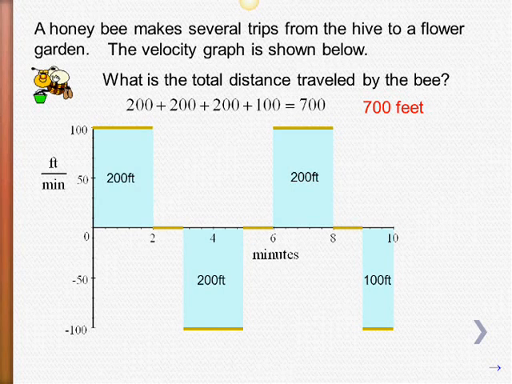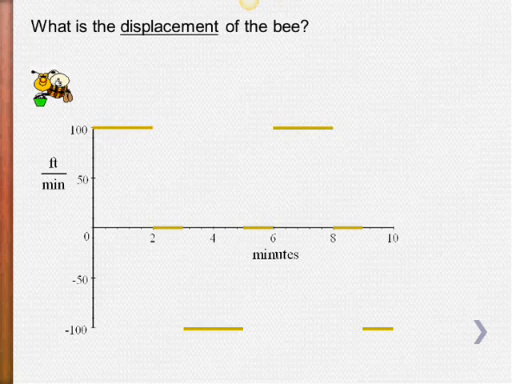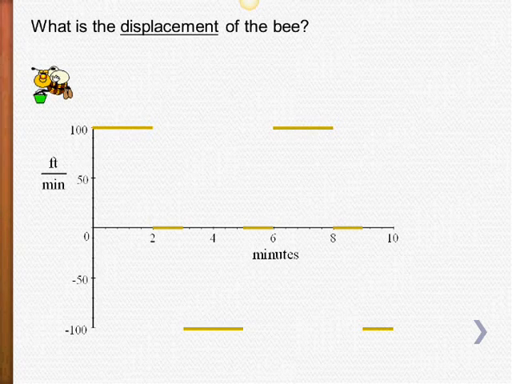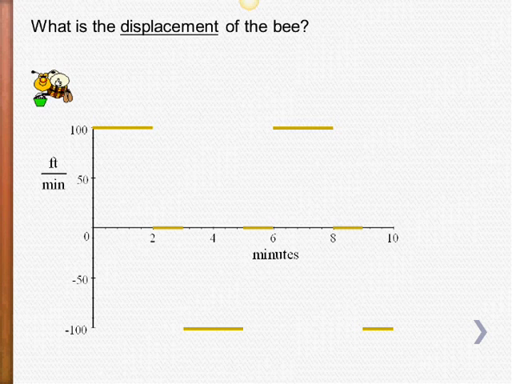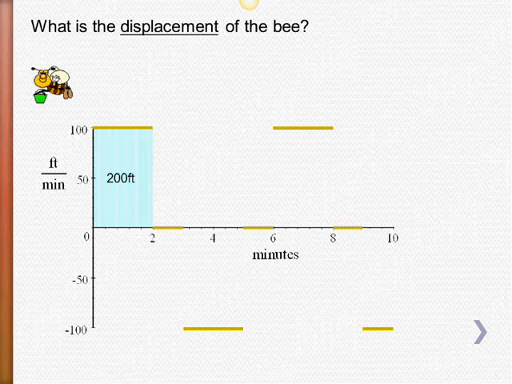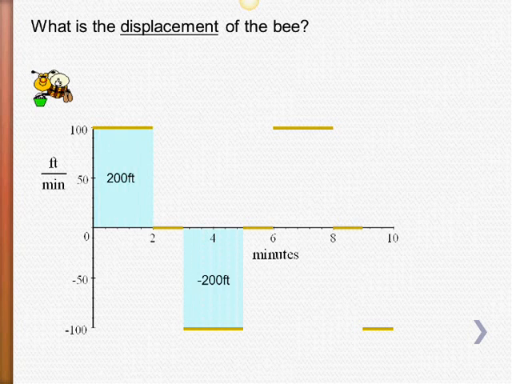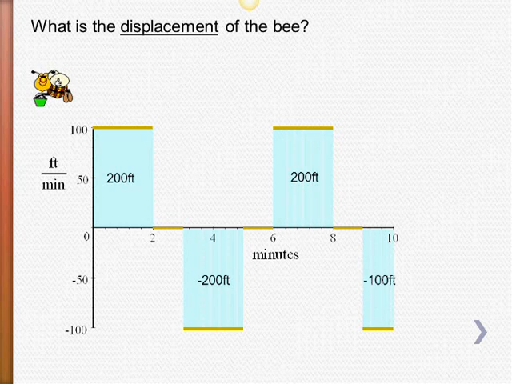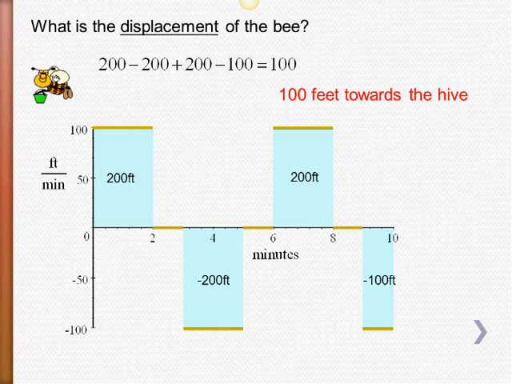when we take into account his trips back and forth from the hive. But what if we asked to find the displacement of the bee, or where the bee actually was in relationship to the hive after that 10 seconds? So in the first 2 seconds he went 200 feet away, and then he's coming back 200 feet, and then he's coming back 100 feet. So when we add together all of those values with their respective signs, we will see that he is 100 feet towards the hive.